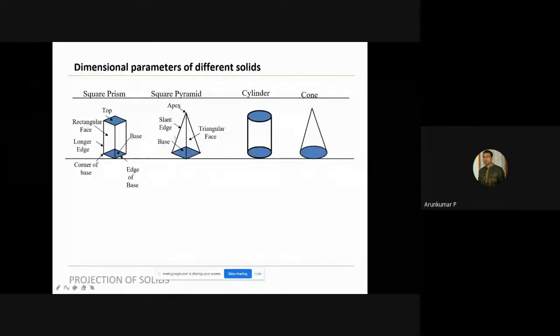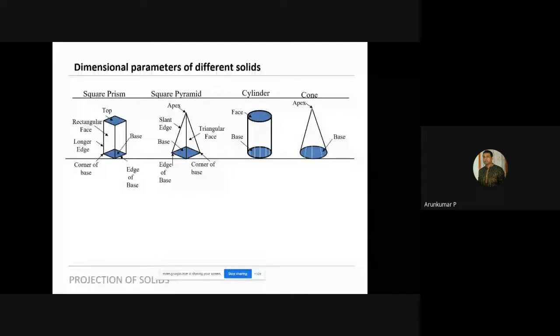Just that the terminology will change to slant edge. The reason is these edges are no longer vertical, they are slant, they are inclined, as you can see here. So they are called slant edges. And of course, for the base, you will have the edge of the base and the corner of the base. Then the cylinder, of course, the base and the top face are the same. And for the cone, you have the apex and the base.